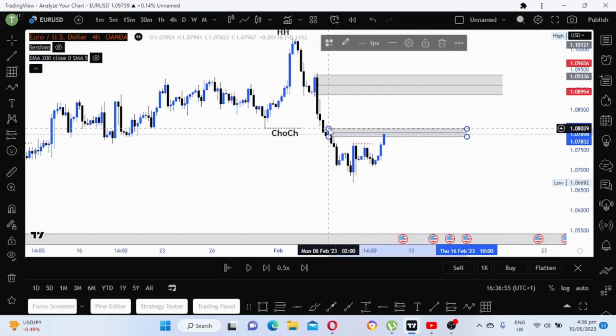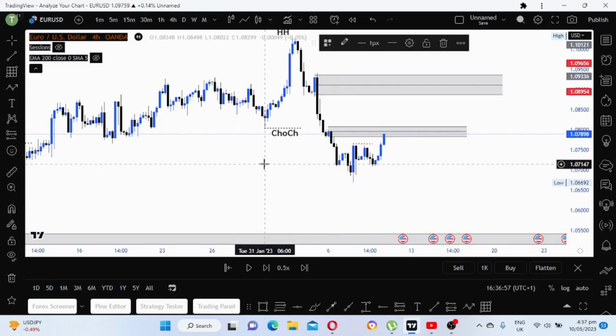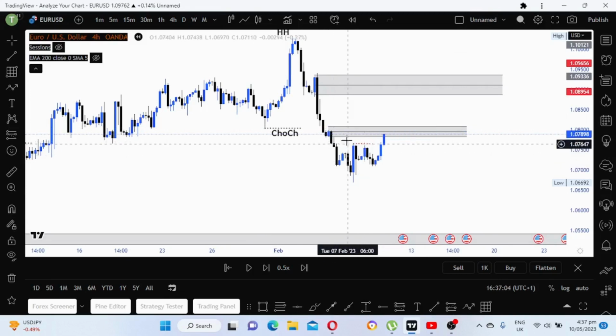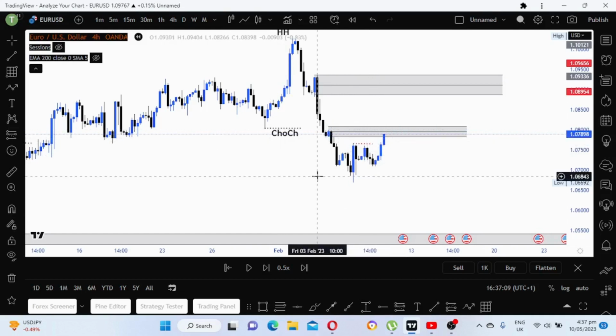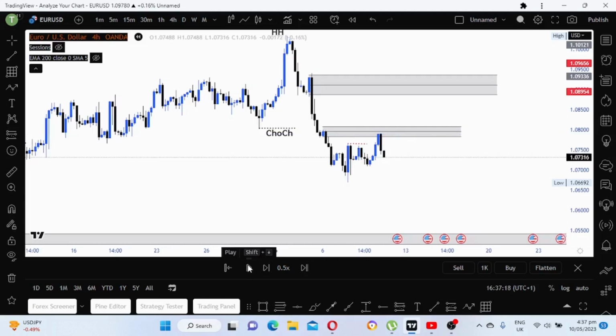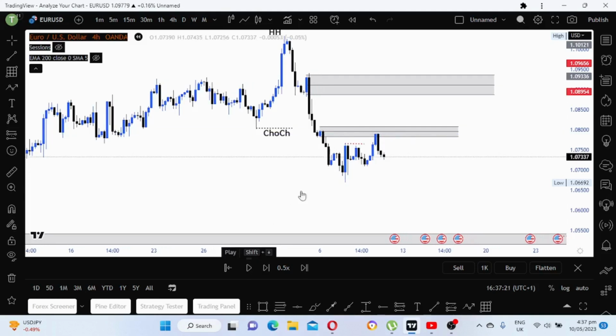So now, look, you have been taken out of the market by the big banks, because there is liquidity here. There is liquidity to be taken into this supply zone and then the market can reverse. So now, let's wait. Let's play more. Check now. Price reversed after tapping into this supply zone which is up here.